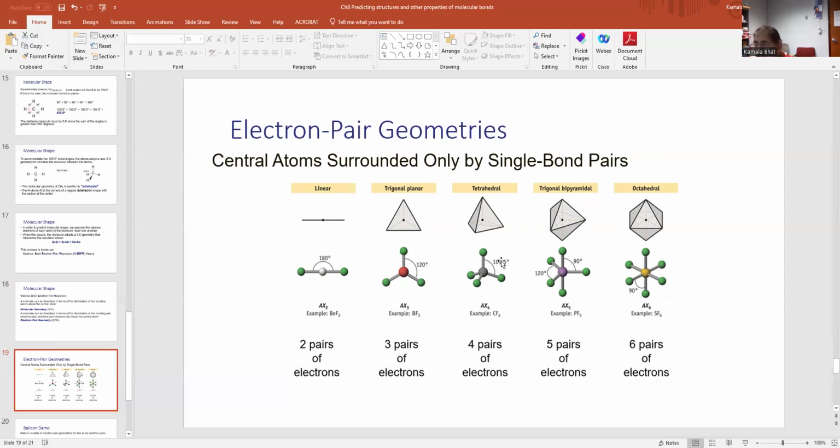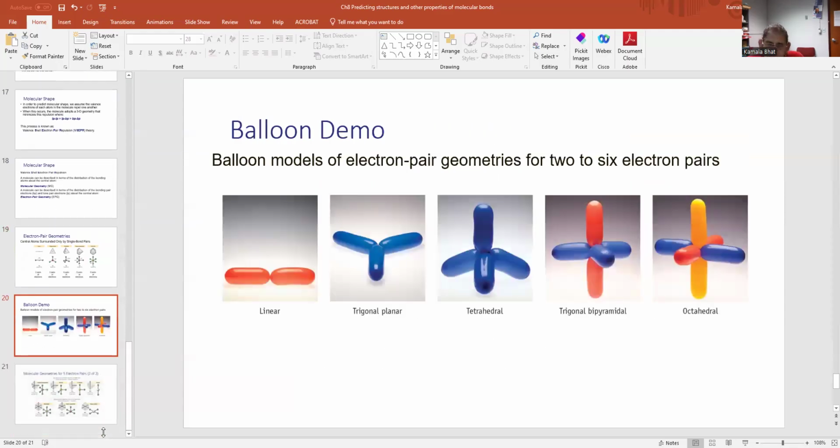If you have AX5, then you have 5 electron pairs: 2 pairs are distributed along the axial and 3 along the equatorial plane. And AX6, you have 6 pairs of electrons. The general geometries are linear, trigonal planar, tetrahedral, trigonal bipyramidal, and octahedral. And for each of these molecules, we can find out the formal charge, the bond order, bond polarity, and molecular polarity.